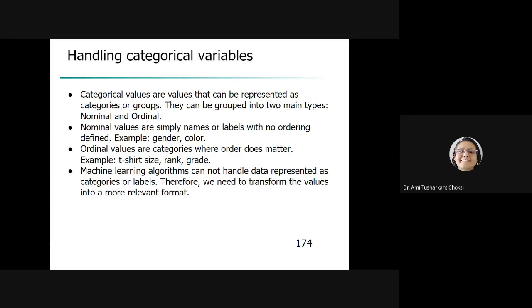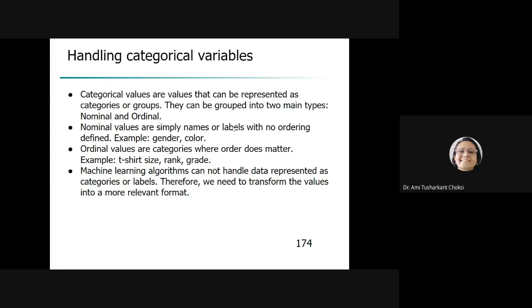Categorical values are values that can be represented as categories or groups. They can be grouped into two main types. One is nominal and the second one is ordinal. Nominal values are simply names or labels with no ordering defined.